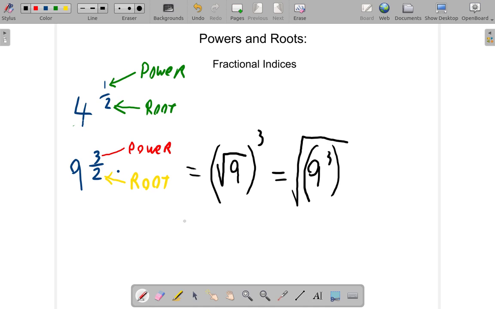Now, let's deal with this one. The square root of 9 is what? It is 3. And we have 3 cubed. 3 cubed is 3 by 3 by 3. 3 by 3 is 9, 9 by 3 is 27. So it's 27. That's the answer.